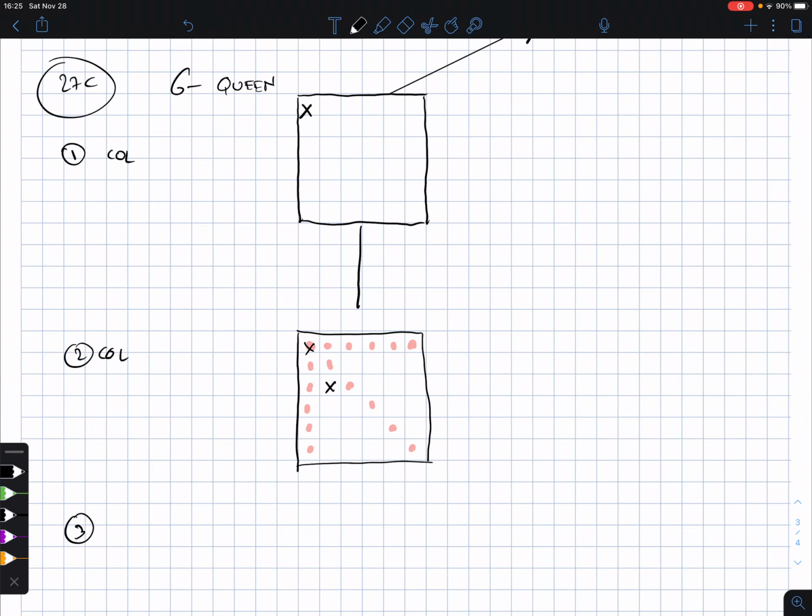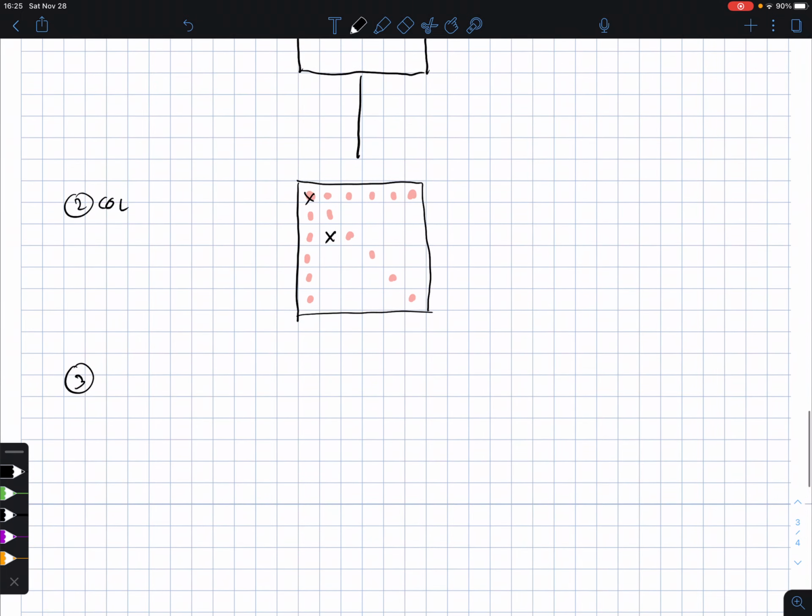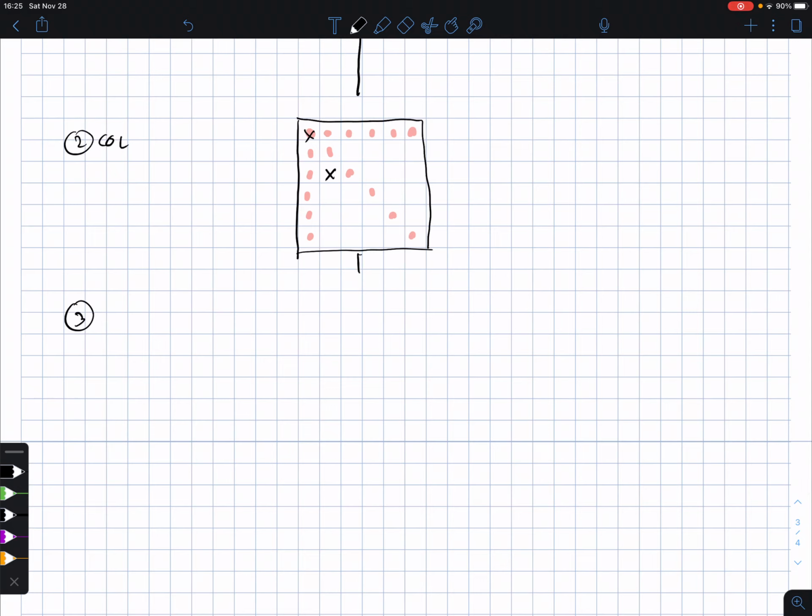In the second column, right? We try and do in the second column. Okay. Moving on to the third column. So we have now this. We also have this. So let's put in, we have already, these are out, right?